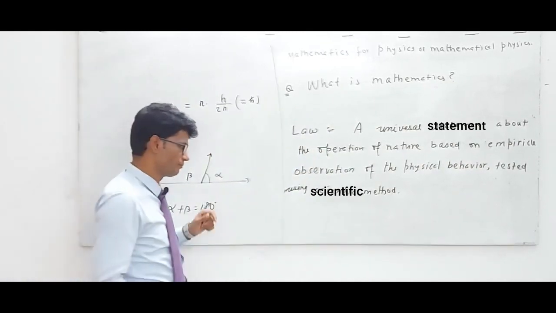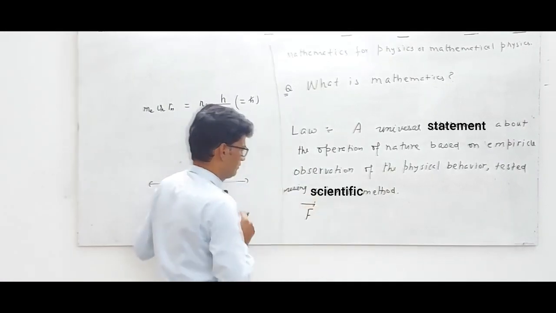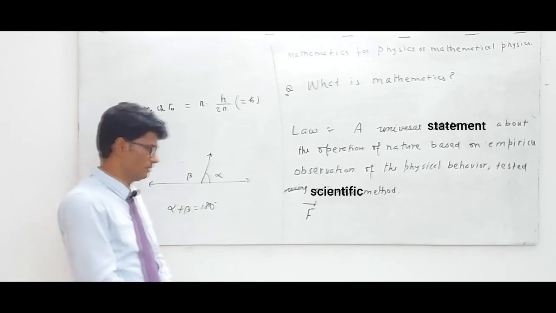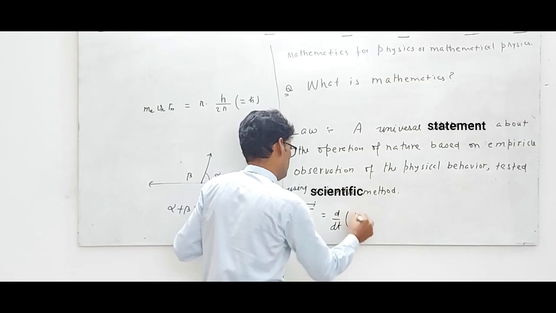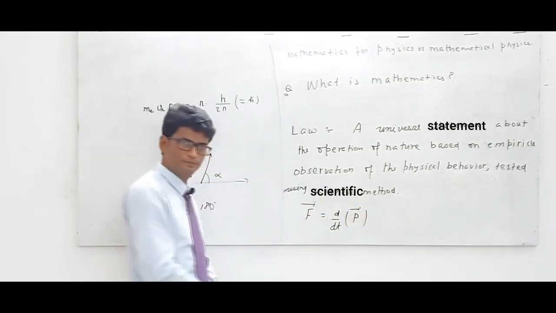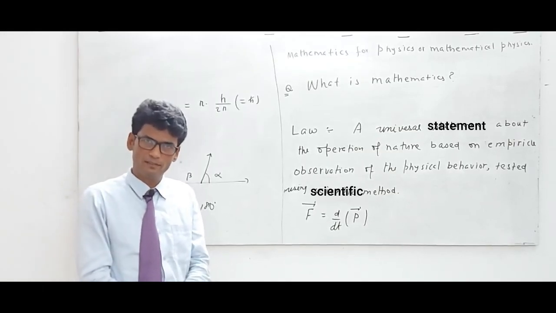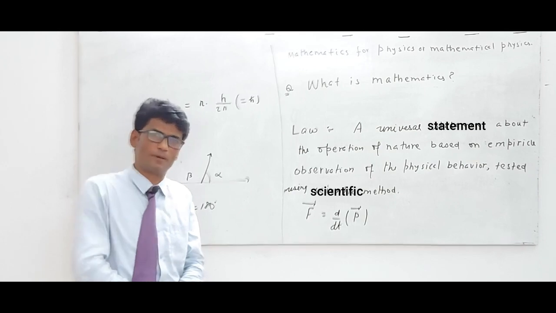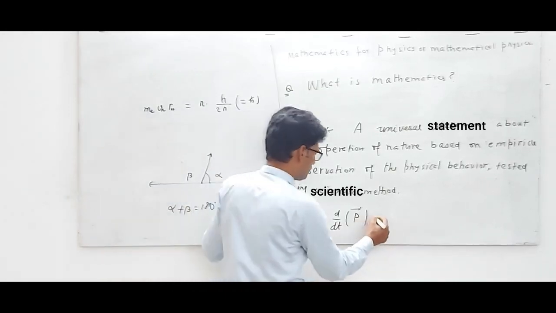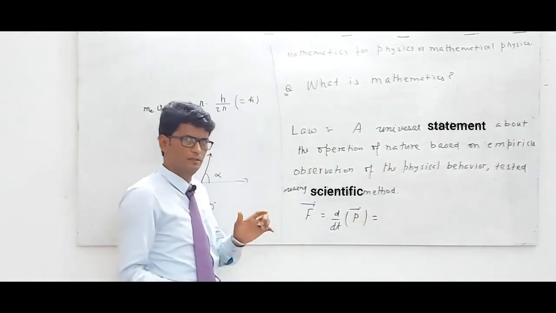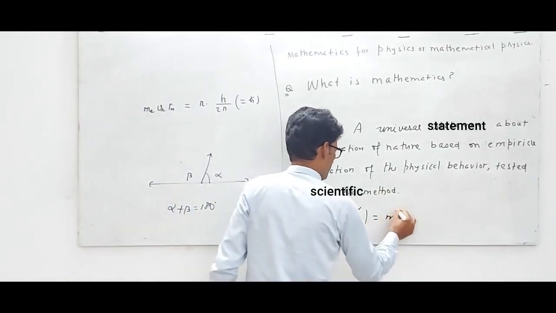For example, Newton's second law of motion: net force acting on an object is rate of change of linear momentum. If one particle, momenta in case of a system of particles comprising more than one particle. So this is like that. It turns out to be, as per Newtonian mechanics, mass times acceleration.